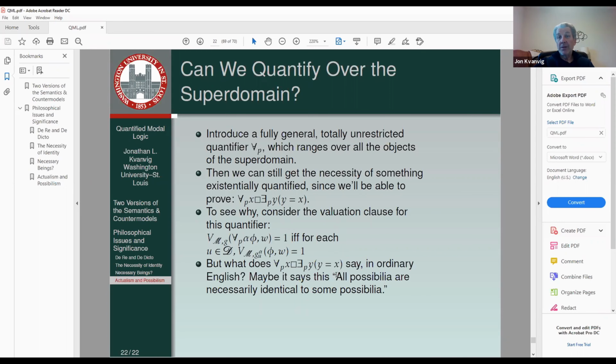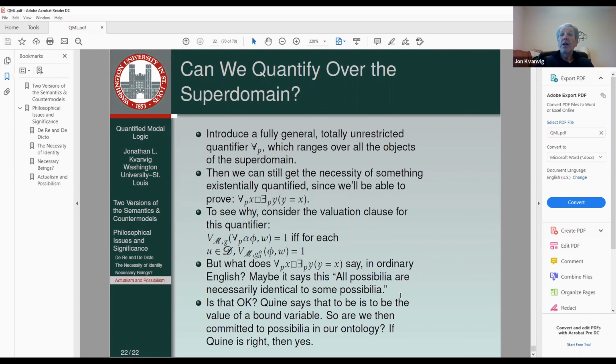Okay, fine. What does our formula actually say in ordinary English? The one that we're going to be able to prove given this valuation clause. Maybe it says this: all possibilia are necessarily identical to some possibilia. Is that okay? We are now quantifying over possibilia, and one of Quine's famous sayings is that to be is to be the value of a bound variable.